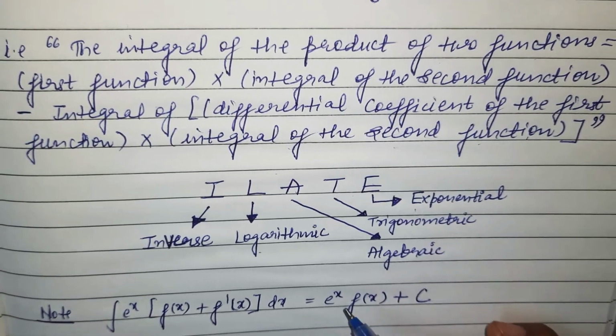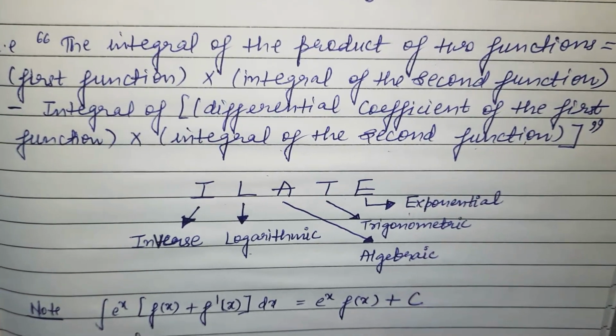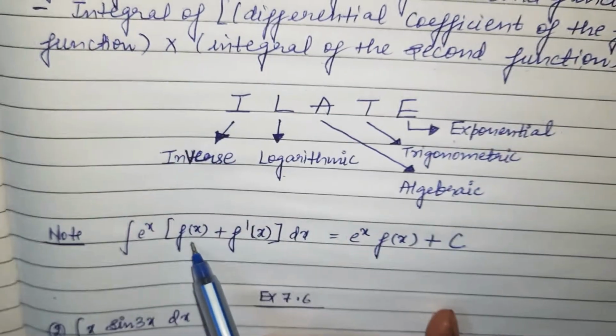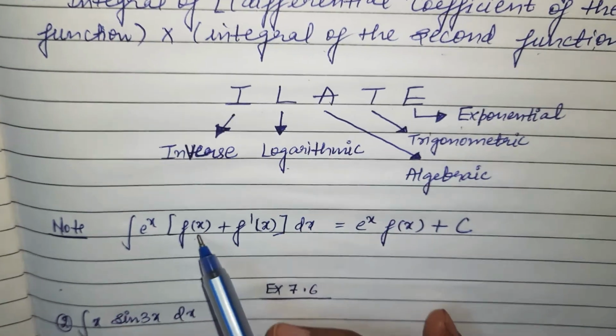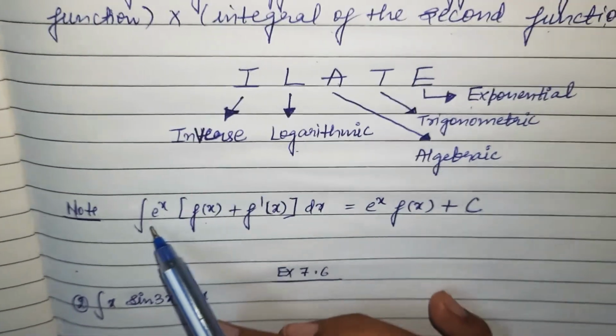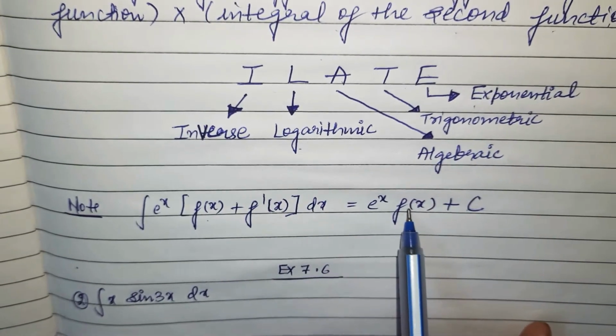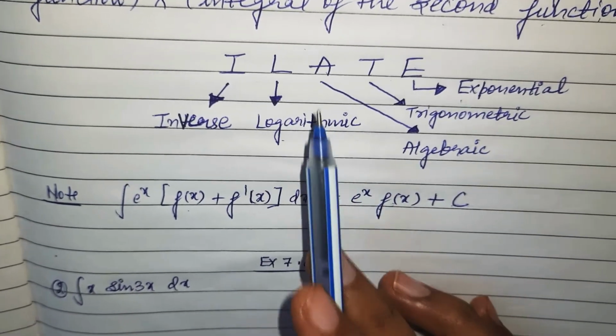And one more formula is given in integration by parts. Whenever I get this kind of form, if this is the given function and this is the derivative of the given function, then the final answer is e^x f(x) plus c. So we'll get to this situation later on, at the end of exercise 7.6. Firstly, we'll start with by parts.